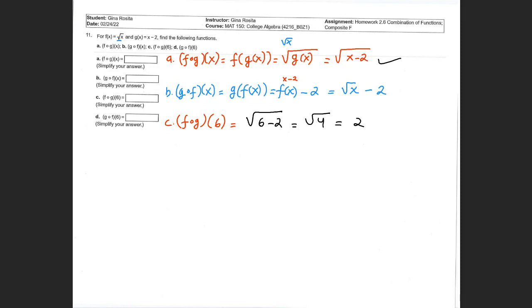Now D. We already found it on B, see? So now we just replace x with 6. Replace x with 6. So square root of 6 minus 2. Done? Good. Okay, now next.